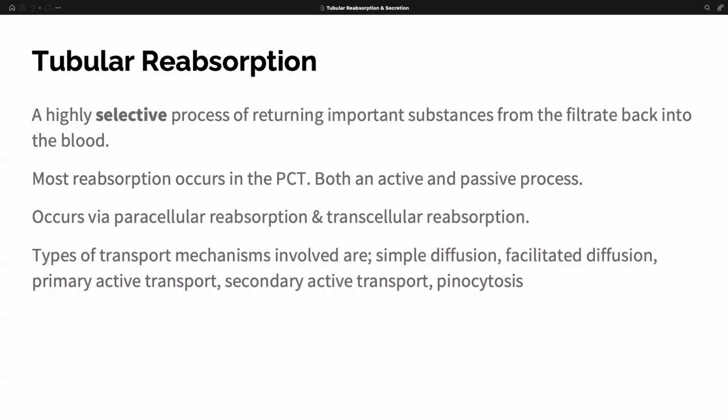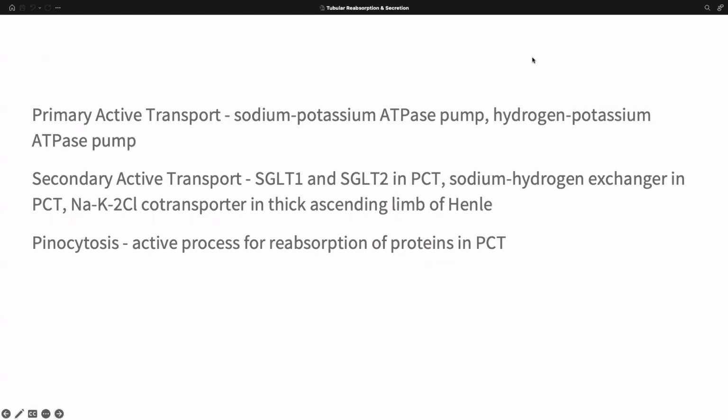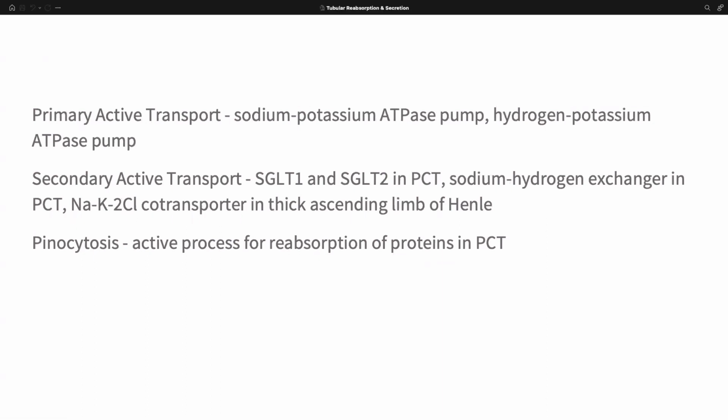And other types of transport mechanisms that are involved are simple diffusion and facilitated diffusion. An important example of simple diffusion is urea. Then you have primary active transport, secondary active transport, and pinocytosis. So what are some of the important transport proteins that undergo primary active transport? You should know that the sodium potassium ATPase pump and the hydrogen potassium ATPase pump are important transport proteins that are involved in primary active transport.